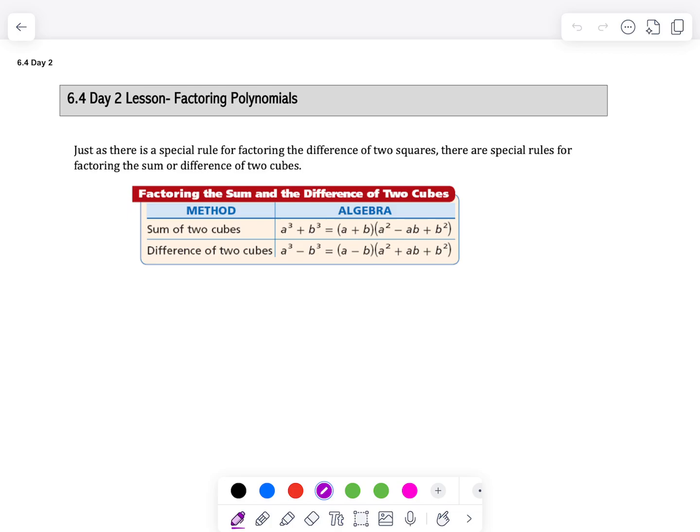All right, this is a continuation of factoring polynomials. So earlier in our chapters, we factored using the difference of two squares. So I'm just going to review that with you. The difference of two squares was a squared minus b squared, so two perfect squares with subtraction. You factor that as a plus b, quantity a minus b.